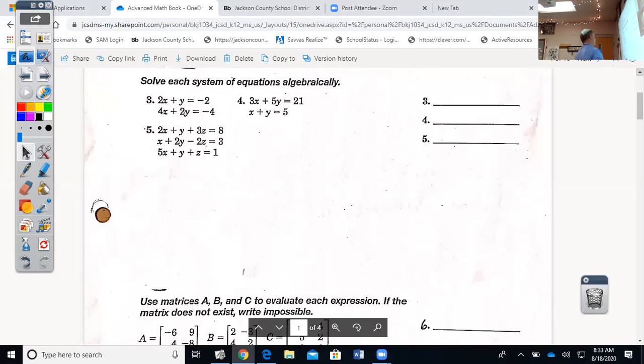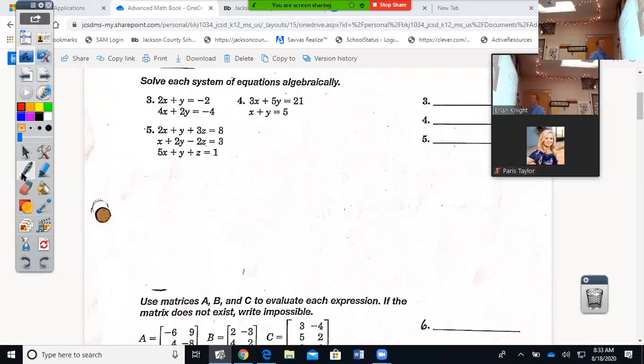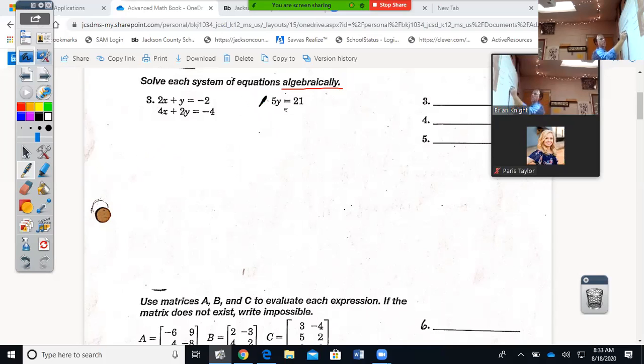All right, 3, 4, and 5. They want us to solve the system of equations algebraically. That doesn't mean you can't check them using your matrices that we learned yesterday. But they want us to do them algebraically, so we're going to do them algebraically first, and then we can check them. So the first one right here, I'm going to give me some room here. Forget about 5 and 4 right now.